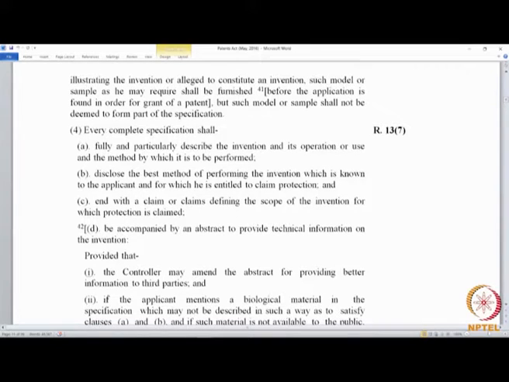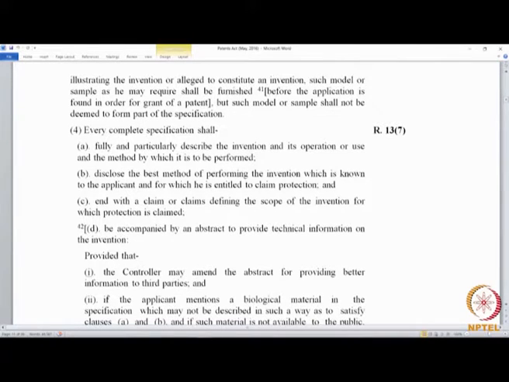B, the complete specification has to disclose the best method of performing the invention which is known to the applicant and for which he is entitled to claim protection. So, not only should the invention be described, its working shown, but the best method of performing the invention should also be disclosed. C, the complete specification should end with a claim or claims defining the scope of the invention for which protection is claimed.